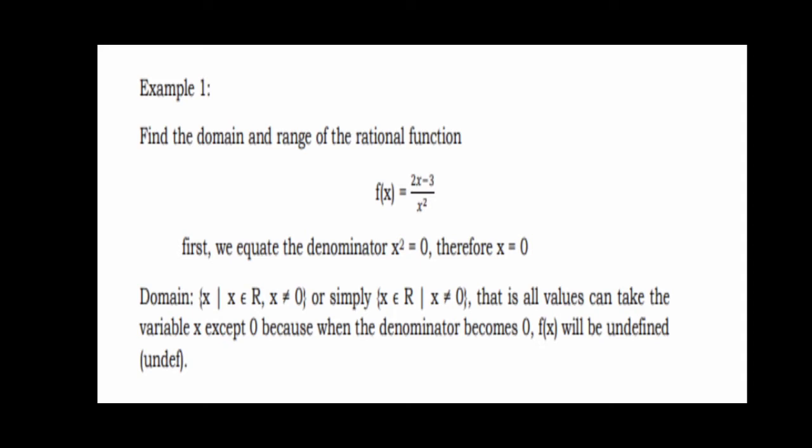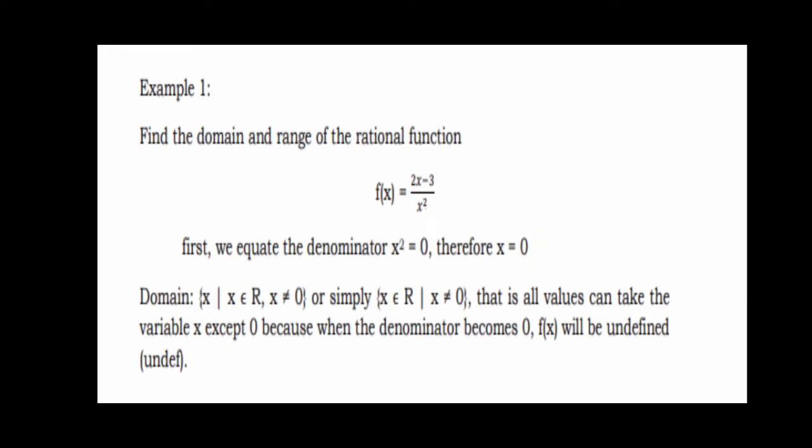In looking for the domain of the given rational function, first we are going to equate the denominator to 0. Meaning, we are going to think of the possible value of x which will give us a 0 denominator. In your given, you have x squared, so you think of a value of x which will give you a 0 denominator. If you change x to 0, you have 0 squared, which will give you a 0 denominator. Therefore, x is equal to 0.